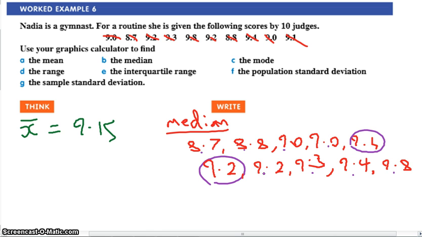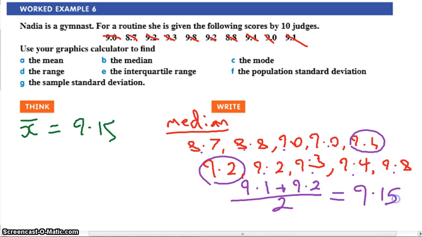So, what do we got? We've got 9.1 plus 9.2 over 2, which will give you 9.15. Okay, so we've now got our median. We all happy with that? Yeah. Alright, next one, we're looking for the mode.